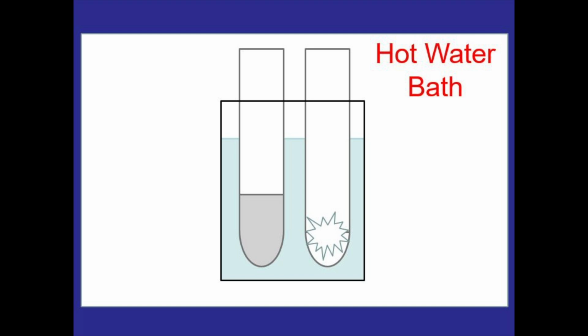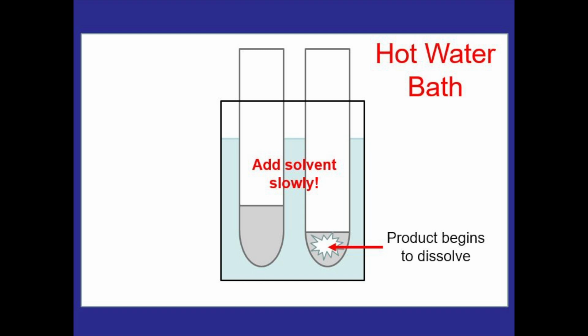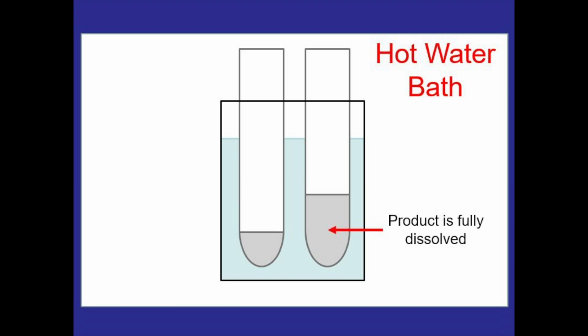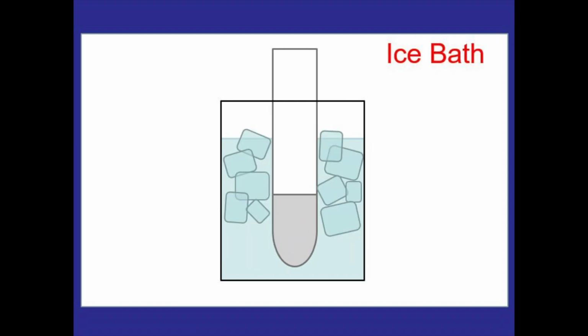And in this lab, we'll be using 95% ethanol as that solvent. From here, we can start adding the solvent to the product, and as we do so, it'll start to dissolve, but we want to be really careful to add the solvent slowly. If too much is added, then the product could have problems coming out of solution even when we cool it down. So we'll continue to add the ethanol slowly, stirring the solution as well, just up until the product is fully dissolved.